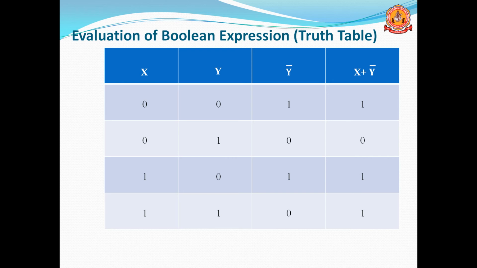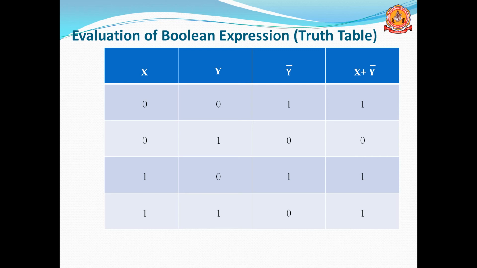Then second step, we have to write all the possible combinations for x and y. Either x can be 0, y can be 0; x can be 0, y can be 1; x can be 1, y 0; and x and y both 1. So that is all the possible combinations we can write. You should write all the possible combinations of x and y.